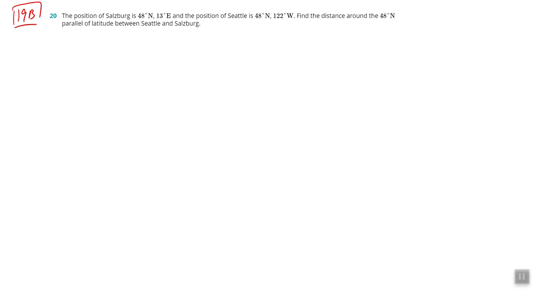Okay, so the position of Salzburg is 48 degrees north, so remember, north and south is the latitude, and 30 degrees east, that's the longitude. Okay, so longitude, latitude. And we know Seattle happens to have the same latitude as Salzburg. So we want to find the distance around the 48-degree north parallel of latitude between Seattle and Salzburg.